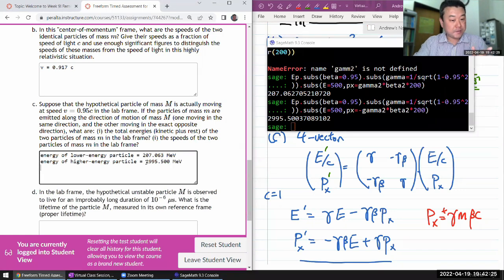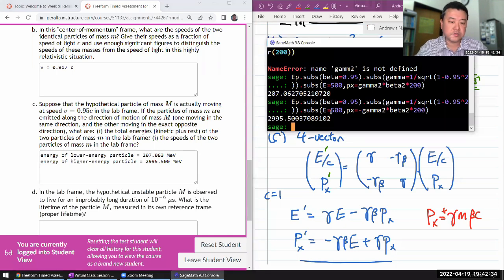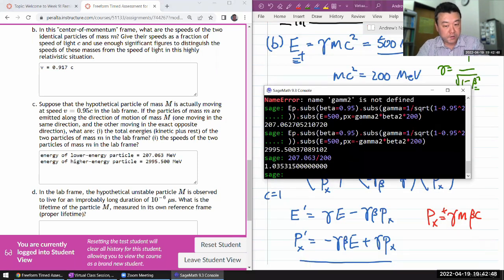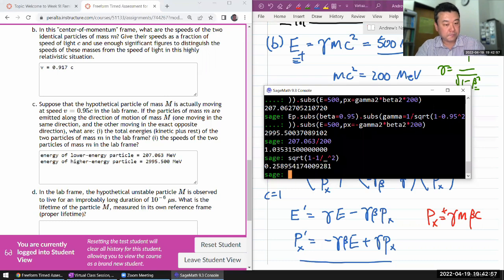And the speeds of the two particles are going to be very different. So once you have the total energy, let me just do the calculation this way: 207.063 divided by the rest energy. That gives me gamma right away. That's what I was pointing out earlier above. So that's the gamma for the lower energy particle. For beta, it'll be the square root of 1 minus 1 divided by the previous output squared. That's the beta for that other particle.